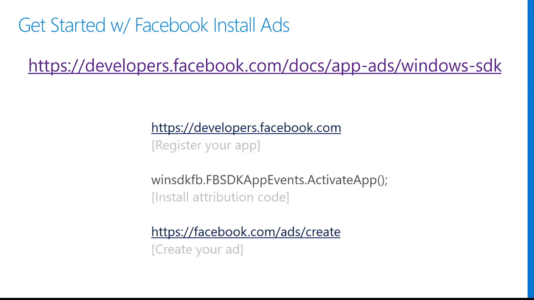That's it. To get started, again, we do have a little cheat sheet that has all the 3 steps that we just showed you. You can go to developers.facebook.com documentation. Right here is the link, and you'll see there the 3 steps that I just showed you. It's very simple. Register your app with Facebook, then add the Activate app one-liner that I showed you, and then create your ad and go ahead and launch it.